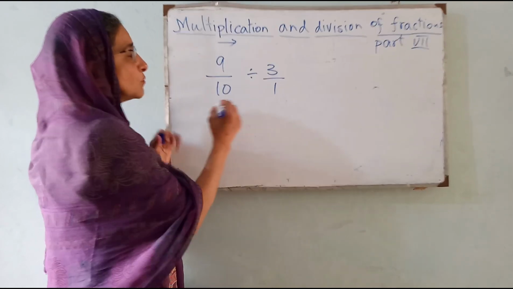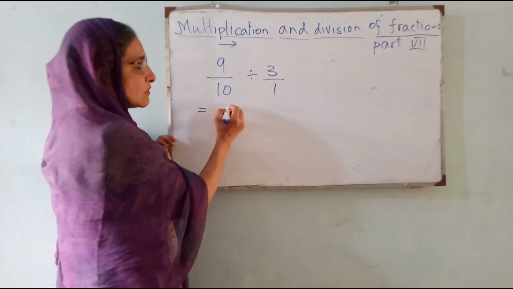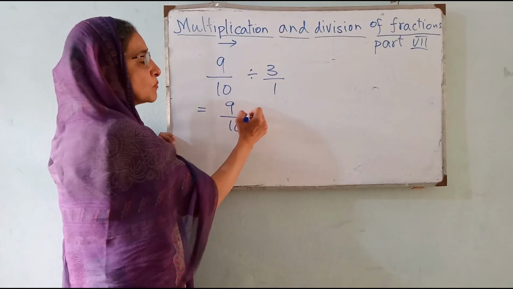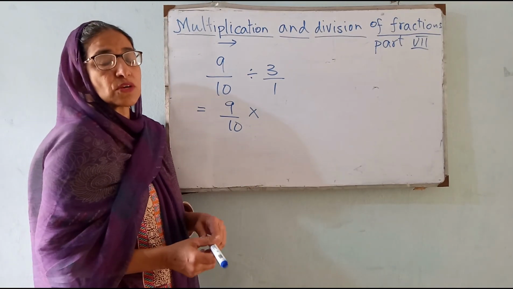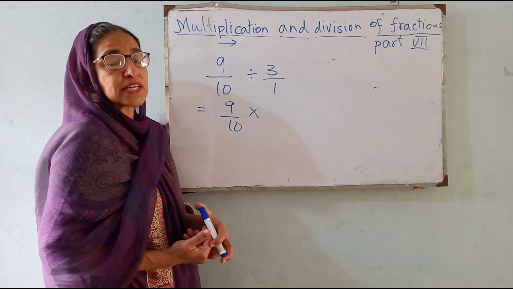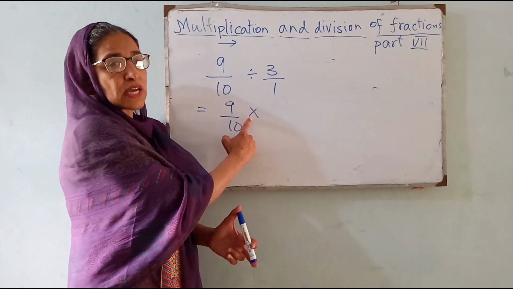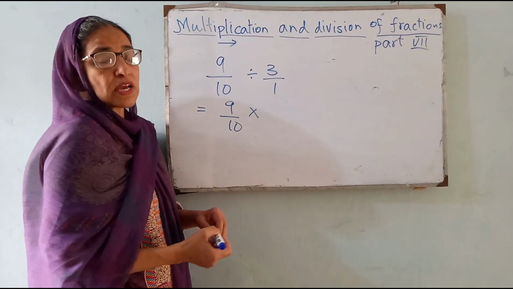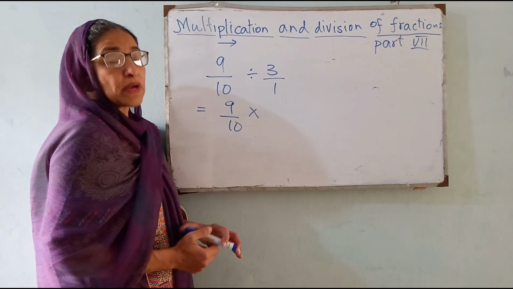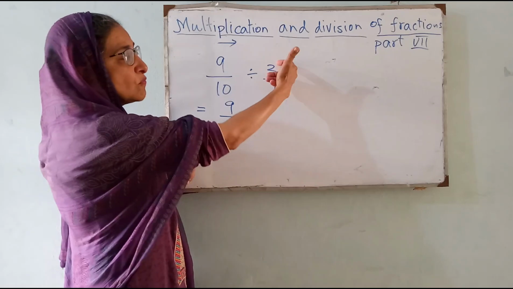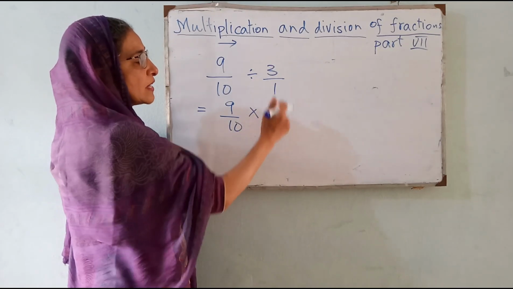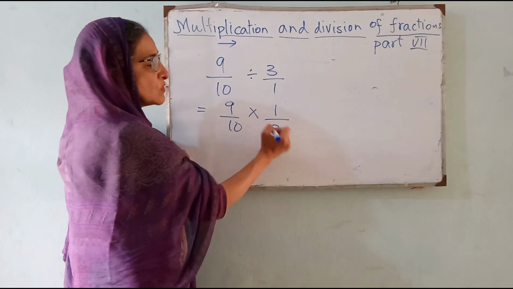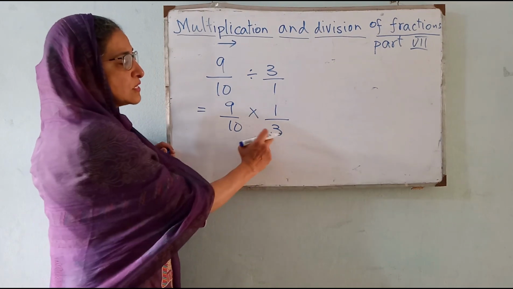What we can do is keep the first fraction as it is, and for the second fraction we are going to convert it into multiplication, because we know that we can only change it into lowest terms, or cancel it, when we have a multiplication sign between the fractions. So for the second fraction I am going to take the reciprocal. By reciprocal I mean that I am going to invert this fraction. This 1 which is in the denominator will go in the numerator, and this 3 is going to be in the denominator.